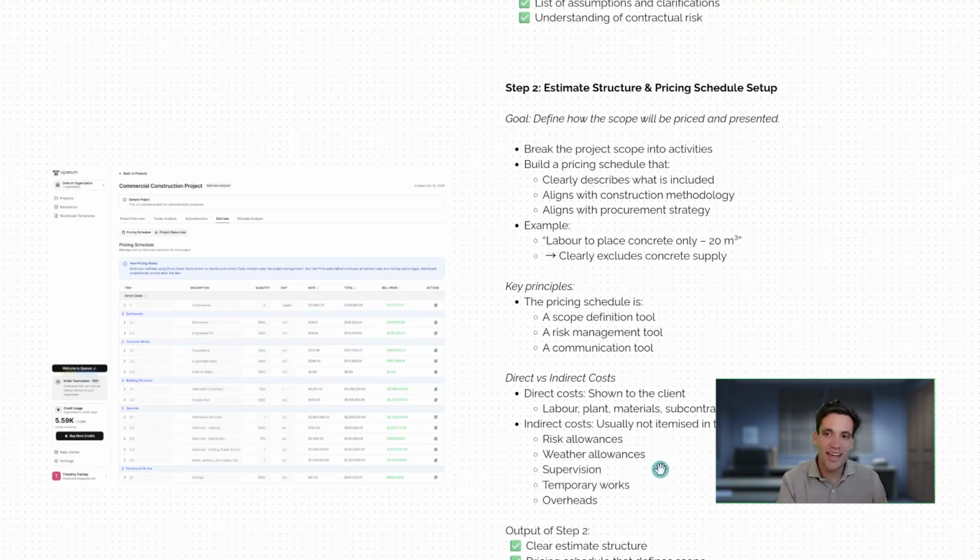We've also got our indirect costs. These are costs that we don't want to show to our client, but we need to include in our price. So these might be things like risk or weather allowances, supervision, other overhead costs, maybe temporary works if we don't want our client to see that line item in our schedule. We classify these as indirect costs. These costs are spread across our direct costs. The direct costs are the costs our client is going to see.